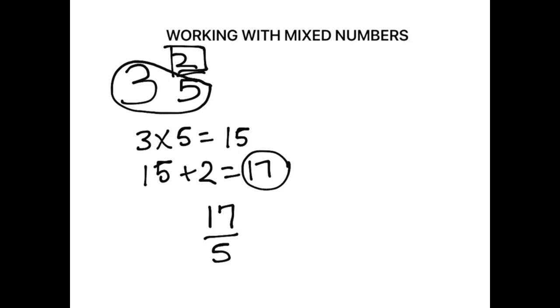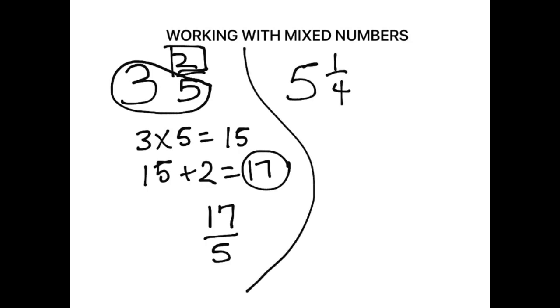Okay? And you know what? We can do one more. Let's do this. Let's do 5 and 1/4. So let's kind of carve that out. All right. And then, what is the first thing we do? You are correct. We multiply the denominator and the whole number. So 5 times 4 equals 20.